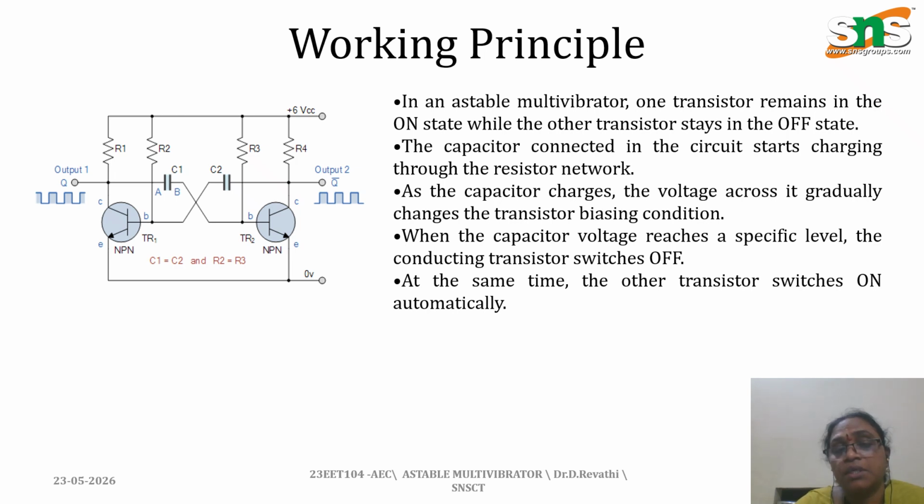Now the collector of Q1 is low, so C1 will charge through R2, and when it reaches 0.7 it is given to the base of TR2. It will get turned on, and automatically TR1 will be turned off. So for turning on and off, the capacitors C1 and C2 produce the value at the bases of TR1 and TR2. Based on the base values of TR1 and TR2, the transistors turn on and off automatically, based on the capacitor values along with the resistor values.